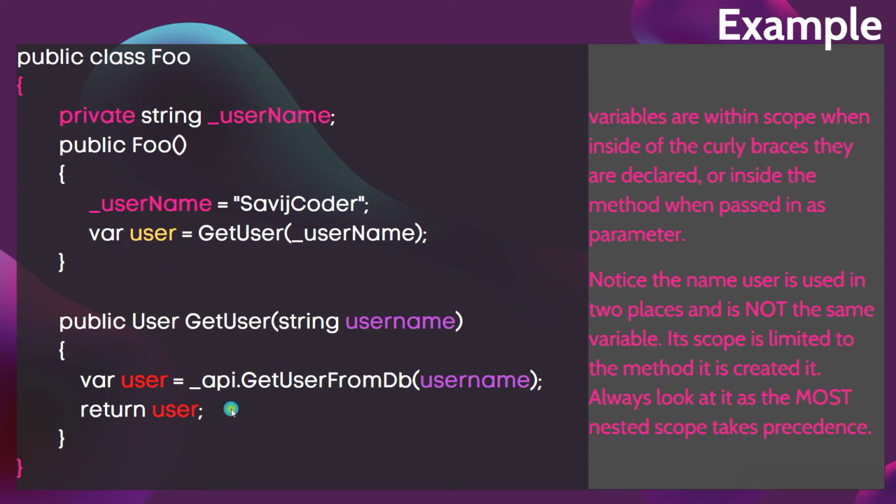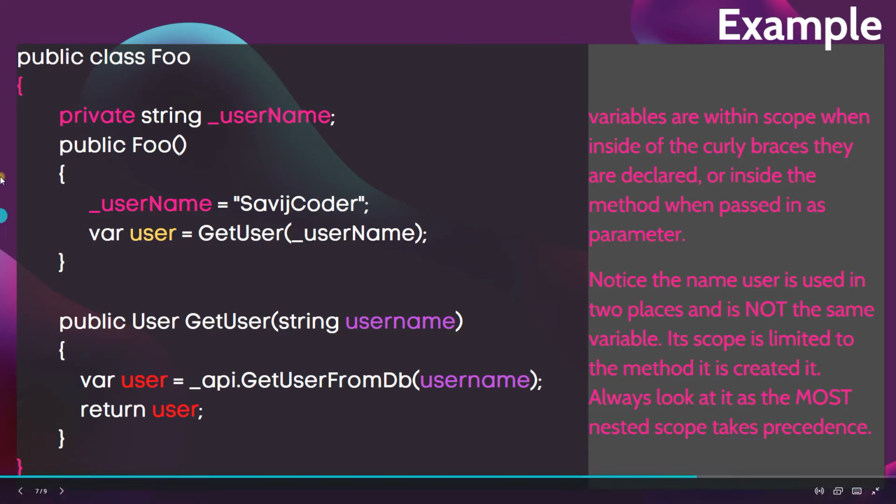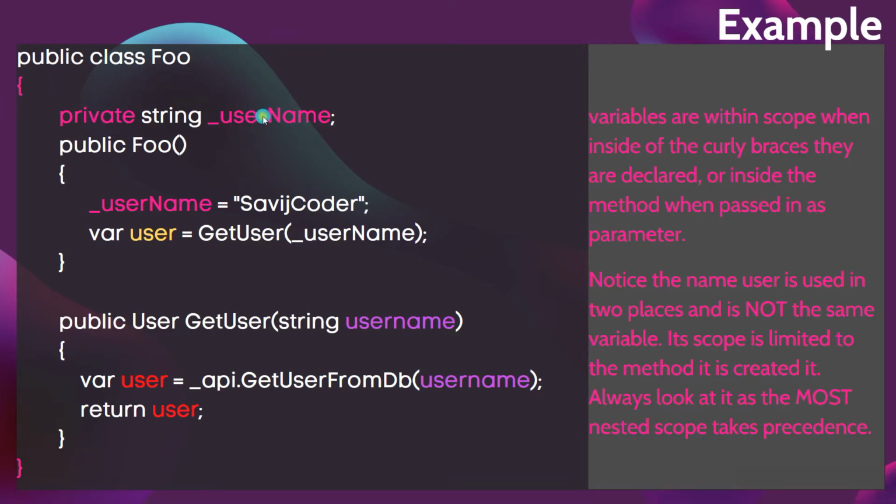And you can think about it as the most nested scope always takes precedent. So we just keep in mind that if we declare something inside curly braces, it has the scope of the opening and closing curly braces. So this private has the class foo scope. This var user has the constructor foo scope, and this var user has get user scope. And it always works that way.